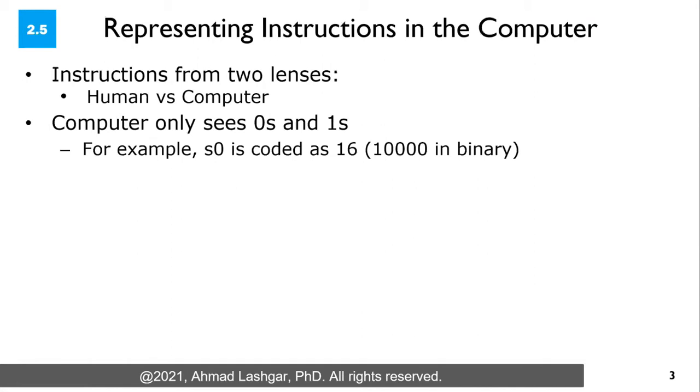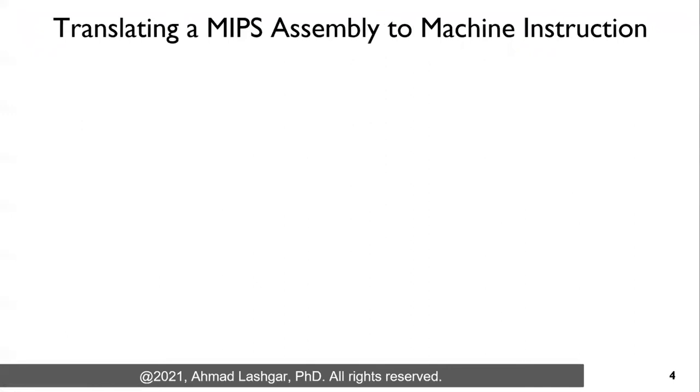Everything we learned so far in assembly, S1, S2, add, subtract, LW, T0, all of them should be translated to numbers, binary numbers. This is what hardware understands. For example, S0 is coded as 16 or 10000 in binary, and that's what machine would understand. Let's see how we get to translate MIPS assembly instructions.